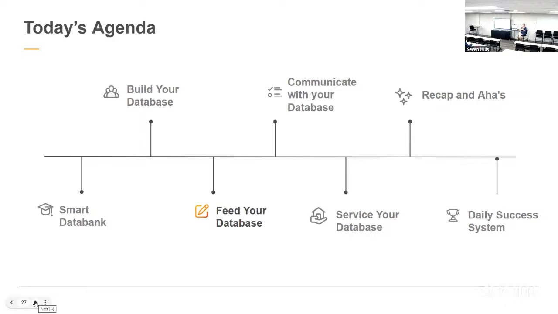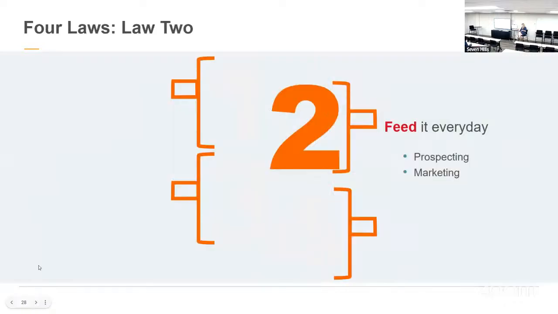Prospecting and marketing is what's going to feed your database, right? So a smart plan would be a type of marketing, and you could also utilize it for prospecting. All right, so prospecting and marketing is how you feed your database. Okay. So what does feed your database mean? This law is about adding people to your database, just as we discussed yesterday or Friday.